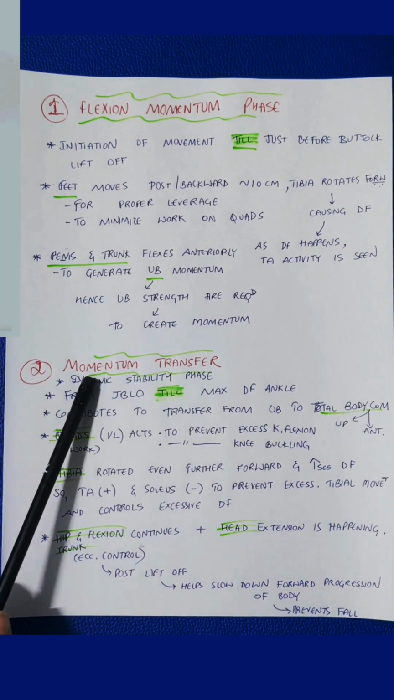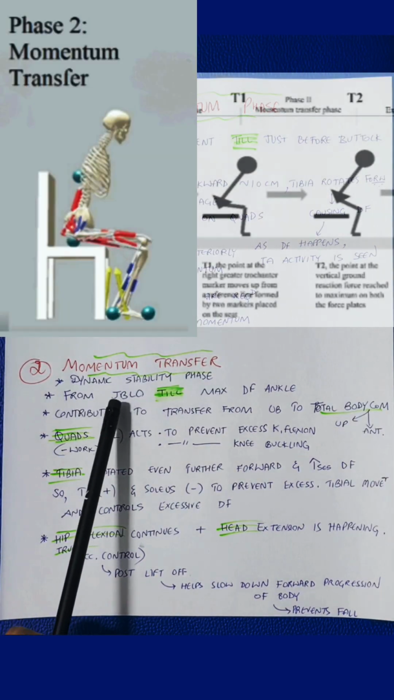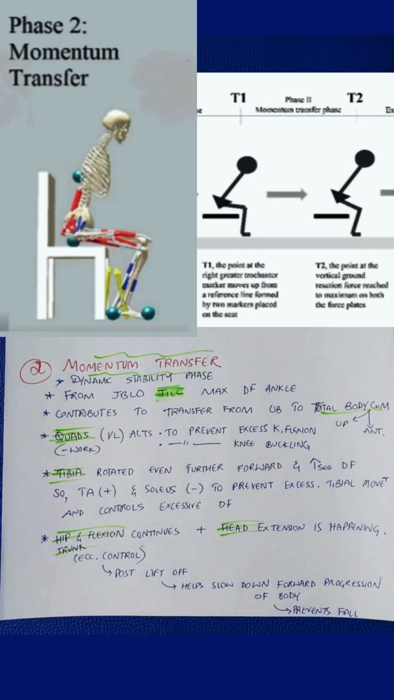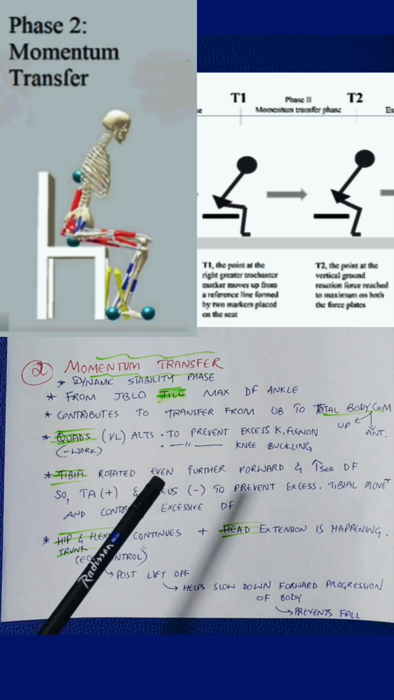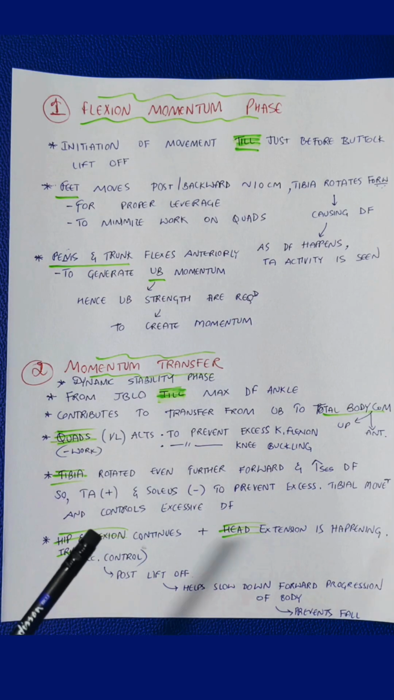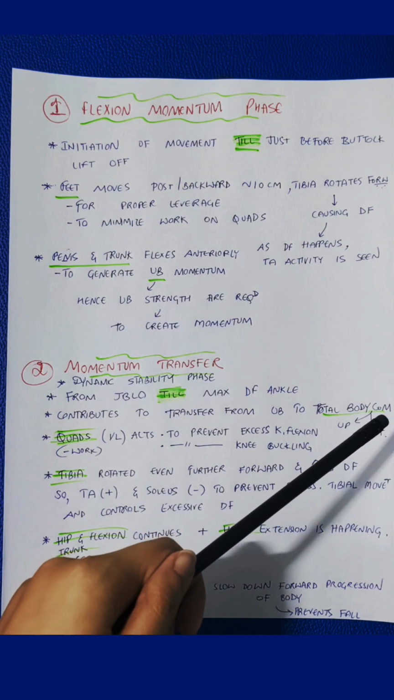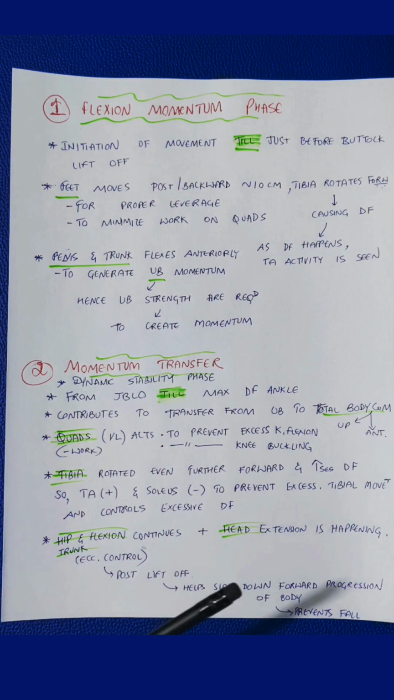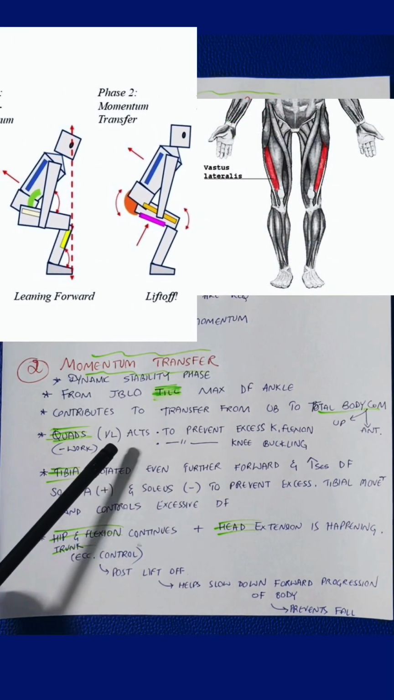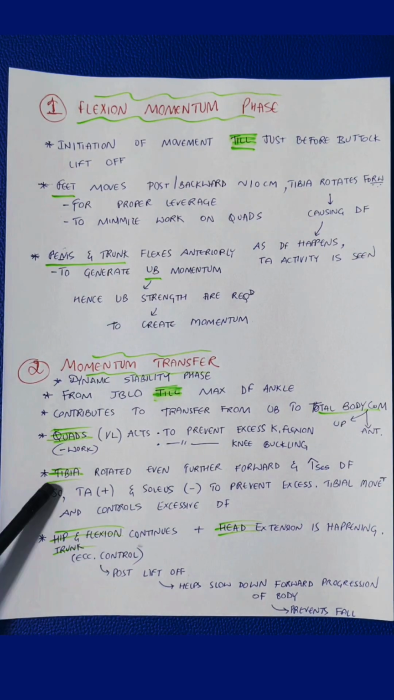Next, second is momentum transfer. It is the dynamic stability phase, seen from just before lifting off till maximum dorsiflexion of the ankle is achieved. The largest ground reaction force is seen in this phase. This contributes to transfer from upper body to total body center of mass, upward and anteriorly. In this phase, we have quadriceps, especially vastus lateralis, working negatively to prevent excessive knee flexion or knee buckling.